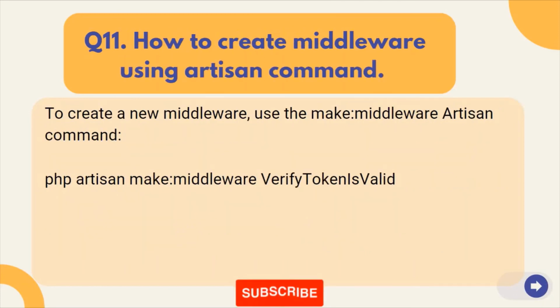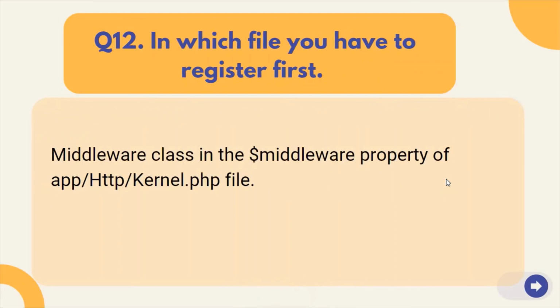So the next question is how to create a middleware using an Artisan command. To create a new middleware, use the make:middleware Artisan command. So we have php artisan make:middleware VerifyToken, where VerifyToken is our middleware name. Now the next question is, in which file do you have to register it first? Basically, the question is in which file you have to define your middleware first. The middleware class is registered in the middleware property of the Http Kernel.php file.